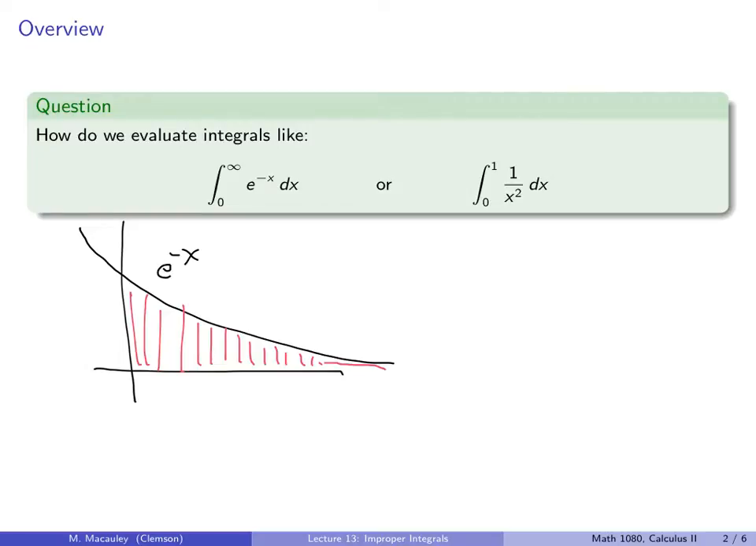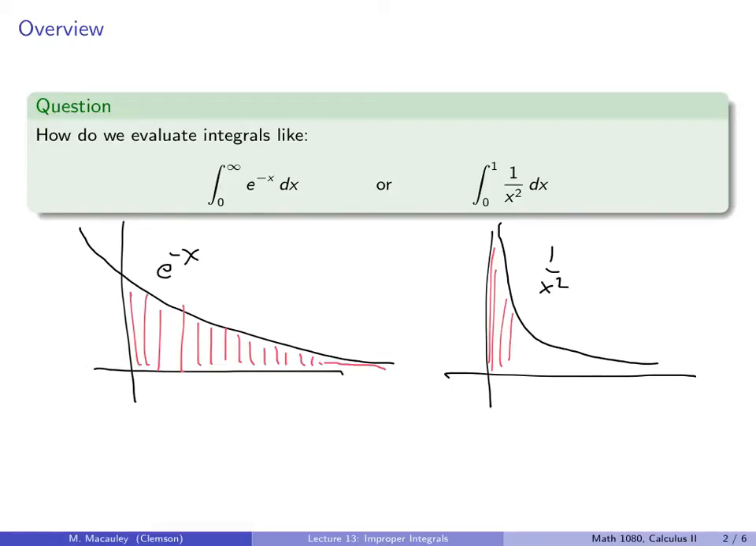And the second one looks innocent, but when you sketch it, you realize that this has a vertical asymptote at 0. So this is 1 over x squared. So what we're doing is we have this, between 0 and 1, it's going to eventually stop on the right-hand side, but on the left-hand side we have this vertical asymptote. So here we have a horizontal asymptote, and here we have a vertical asymptote.